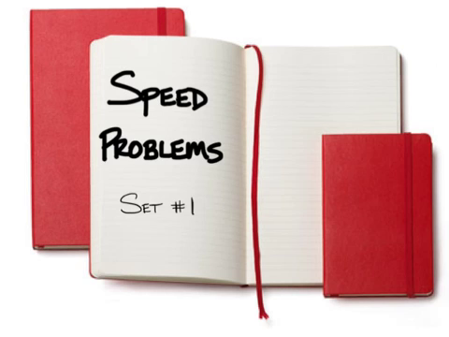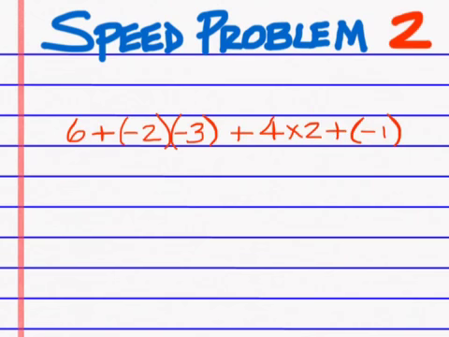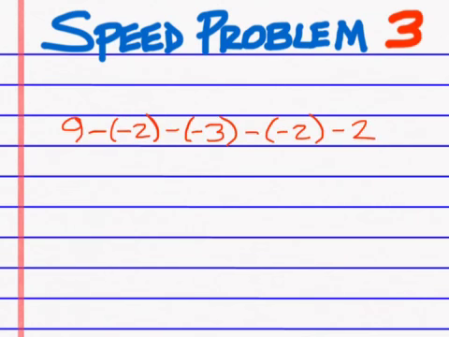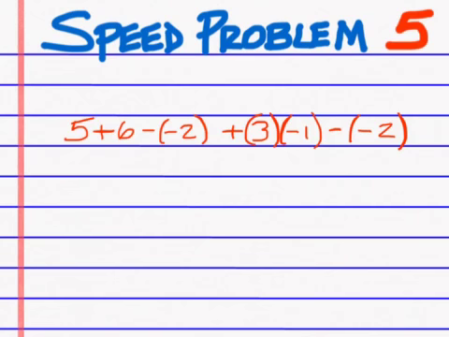Speed problems. Answer for this one should be 0. Answer is 19. The answer is 14. Answer should be 42. Answer is 12.